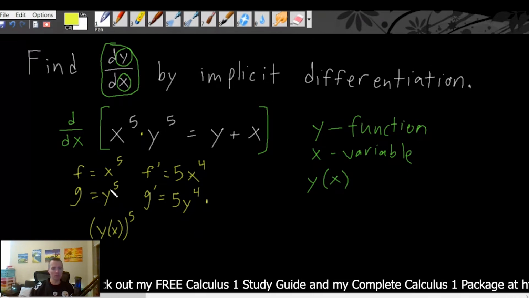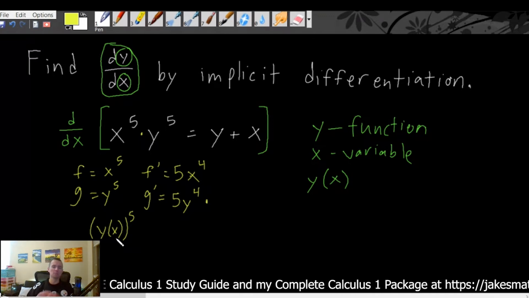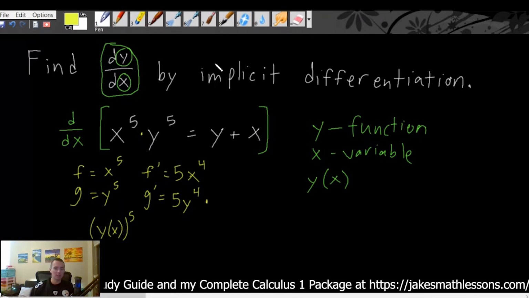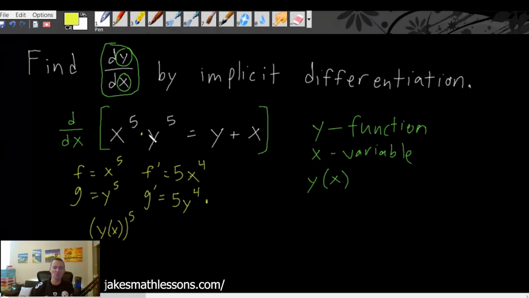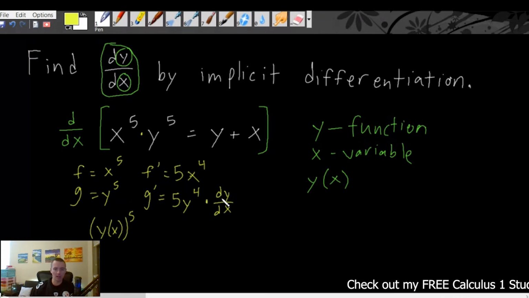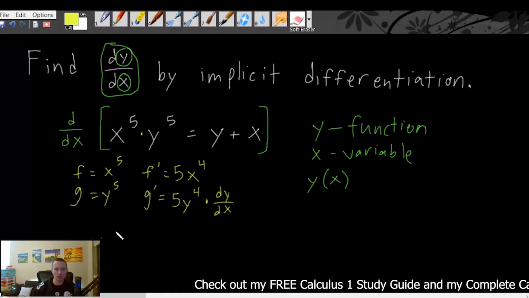Well, the derivative of y is a little bit weird because we don't really know what y is. That's why we're doing implicit differentiation in the first place. If we knew what the function y was, we could just explicitly take its derivative. But since we don't know what y is, we can't know what y prime is, or what the derivative of y is. So instead what we can do is just say the derivative of y with respect to x is just dy dx, which literally just means the derivative of y with respect to x. So this is going to be our g prime now. Let me get this out of here real quick.